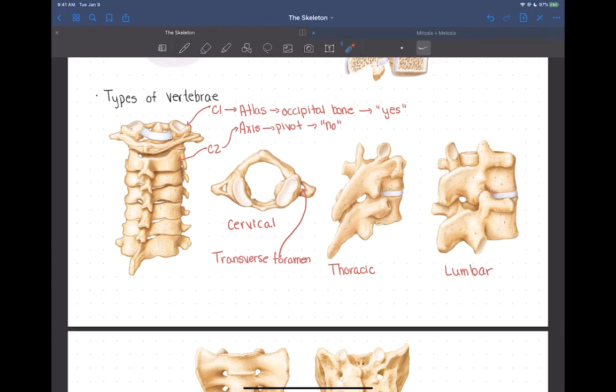Nothing super complicated. We could specifically ask you, C1 articulates with what bone superiorly, all right? So that means on the top, and so that would be the occipital bone. If I asked inferiorly, all right, that would be C2 or the axis, okay? So those would be the types of questions that we could ask about that.